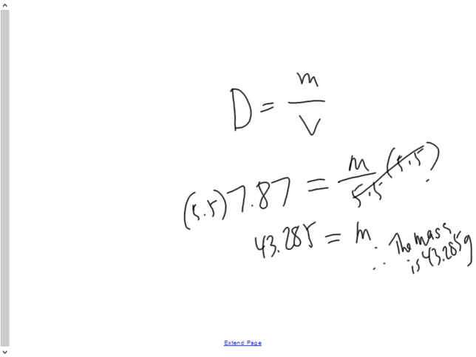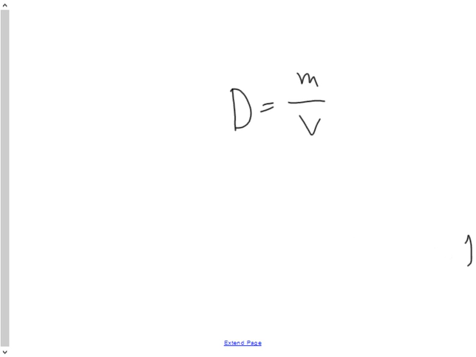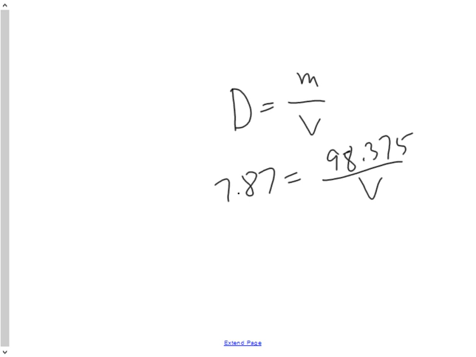The second part to that, B, says, what is the volume of a piece of pure iron with a mass of blah, blah, blah. So this time, the density doesn't change. It's still 7.87. The mass is now known. It's 98.375. But the volume is not. So we write our formula. We multiply both sides by V first. That ends up with 98.375 over here.